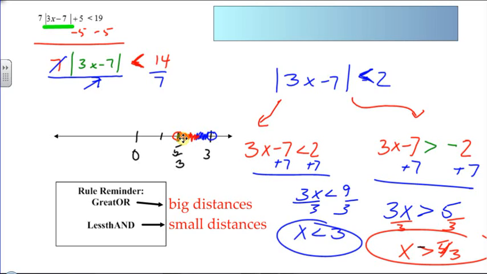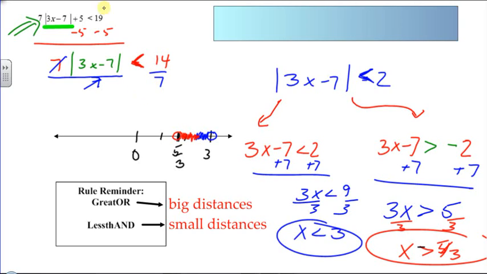And they should meet. So any number that's in between 5/3 and 3, not including 5/3 and 3, but any number in between, if you pick any number and you plug it into this original problem, should work for you. And we'll try 2 really quickly. If you plug in a 2, I'll just do this in my head. It'll give me 6 minus 7, negative 1. Take the absolute value, it's 1 times 7. 7 plus 5 is 12, and in fact 12 is less than 19, so that does work.